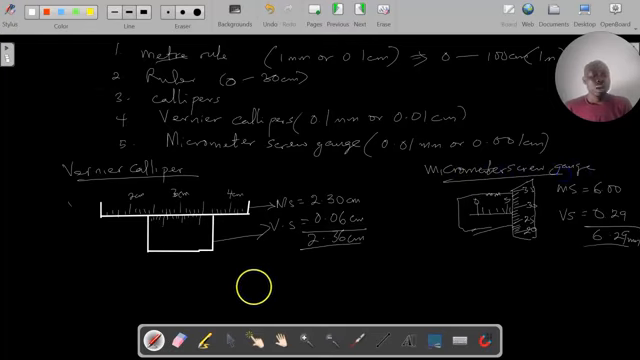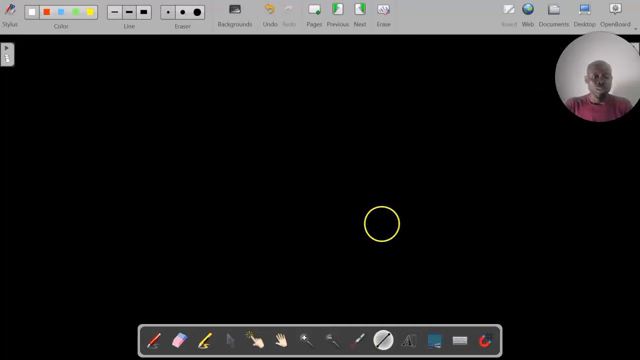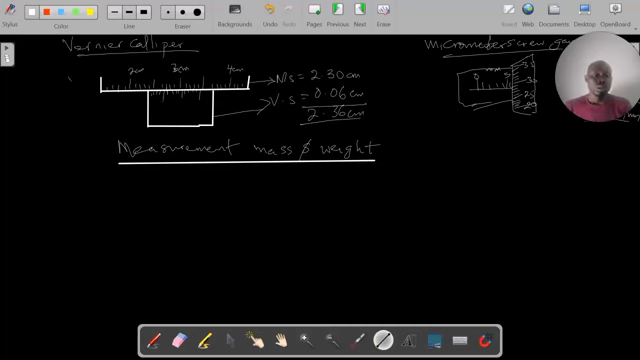Alright, so we also have some other measurements. Measurement of mass and weight. What is mass? Mass is the quantity of matter contained in a body. While weight is the Earth's gravitational attraction on an object towards the center of the Earth.